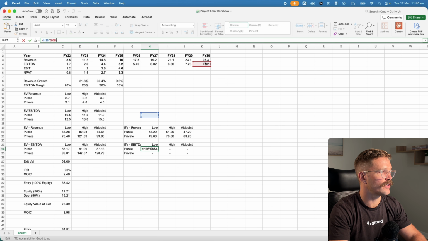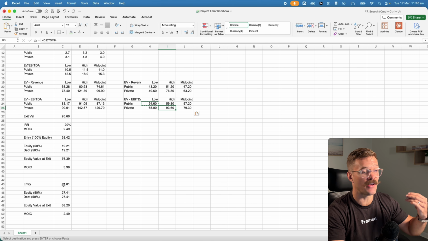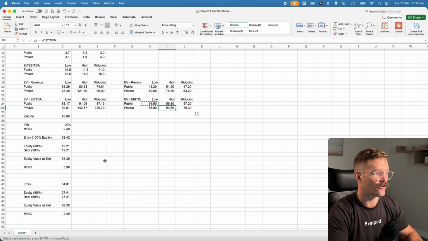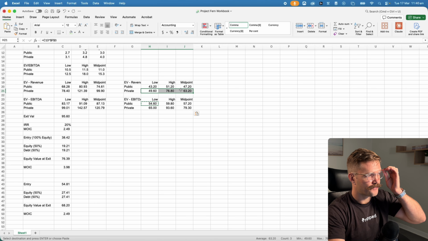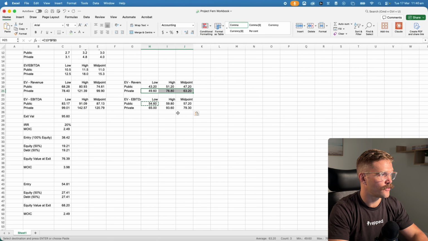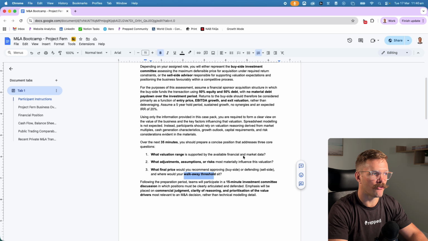So you can see here from the range, we've got from 43 up to 93. So there is a world where this works, where that 54.8 fits within that range, though it's tight. Looking at the private transactions, it doesn't fit in the EV range. It just fits within the revenue range there. So that is the range that we would expect, that's supported by the available financial data.